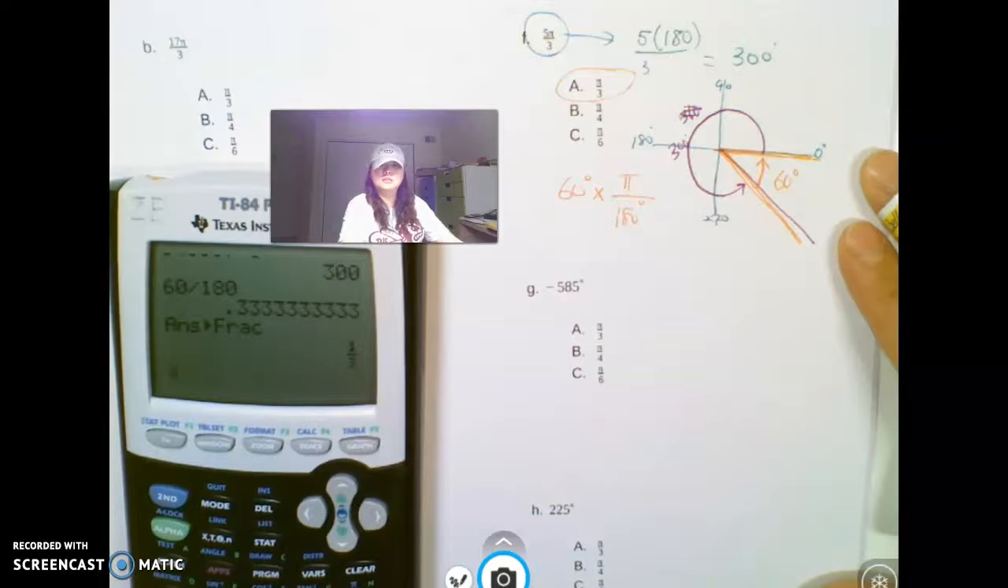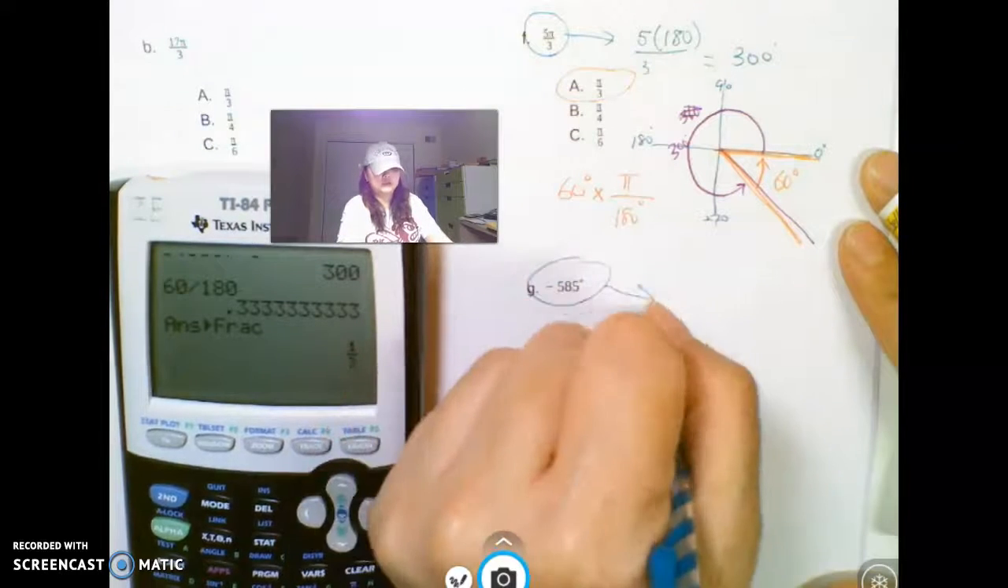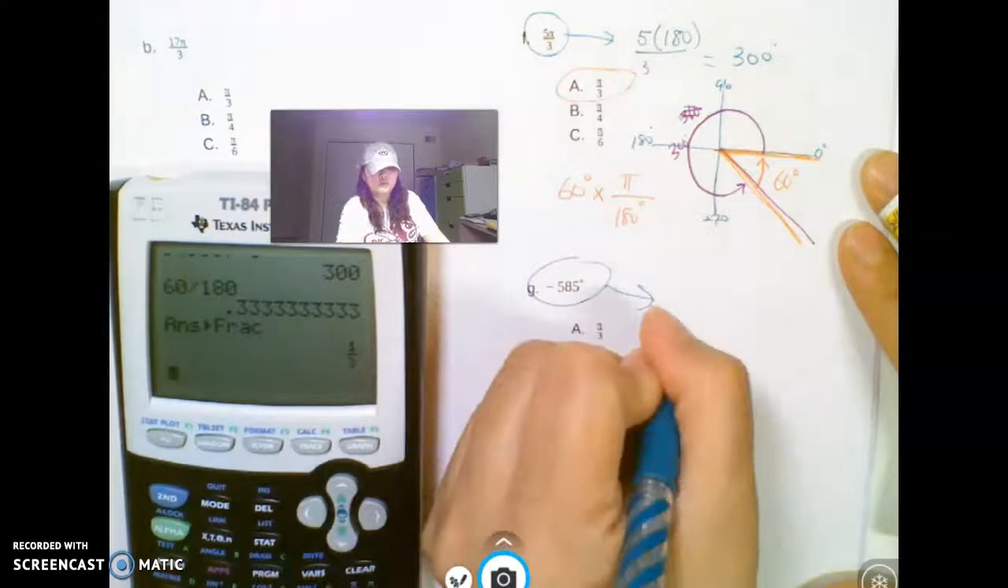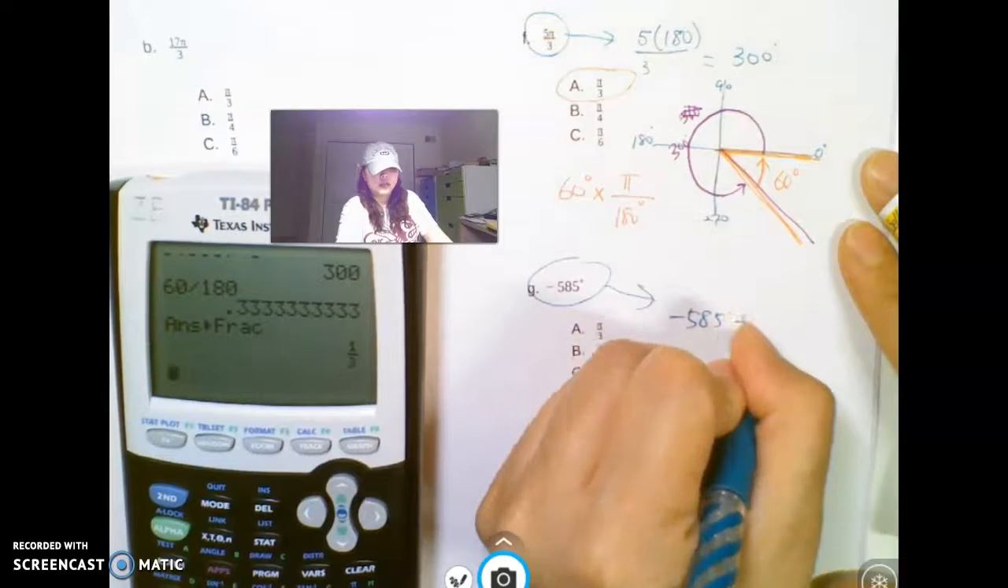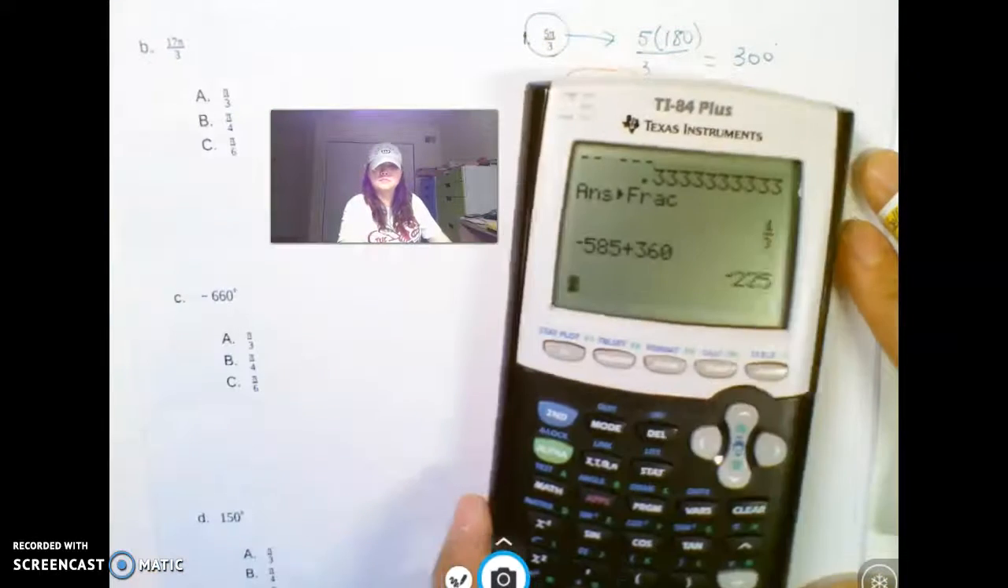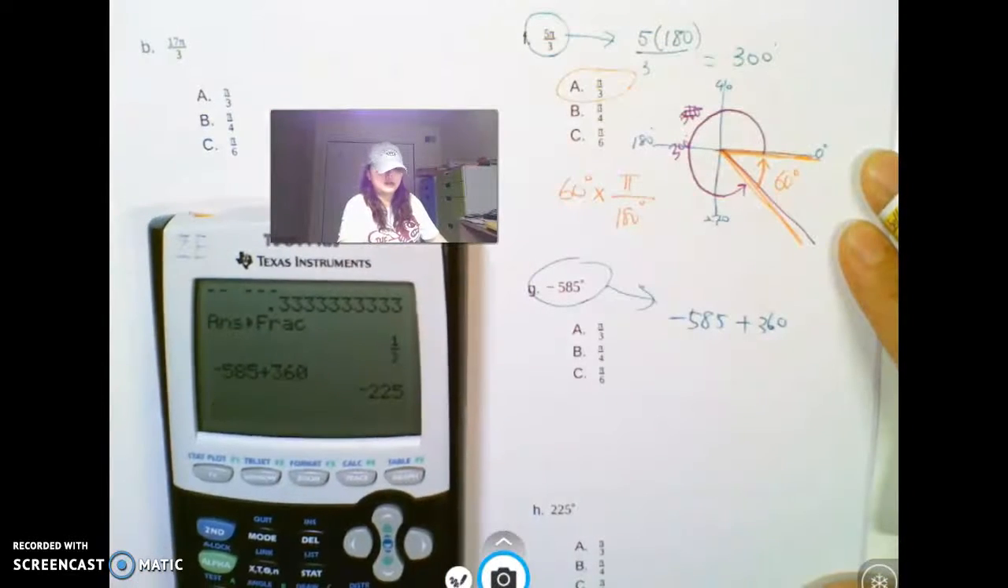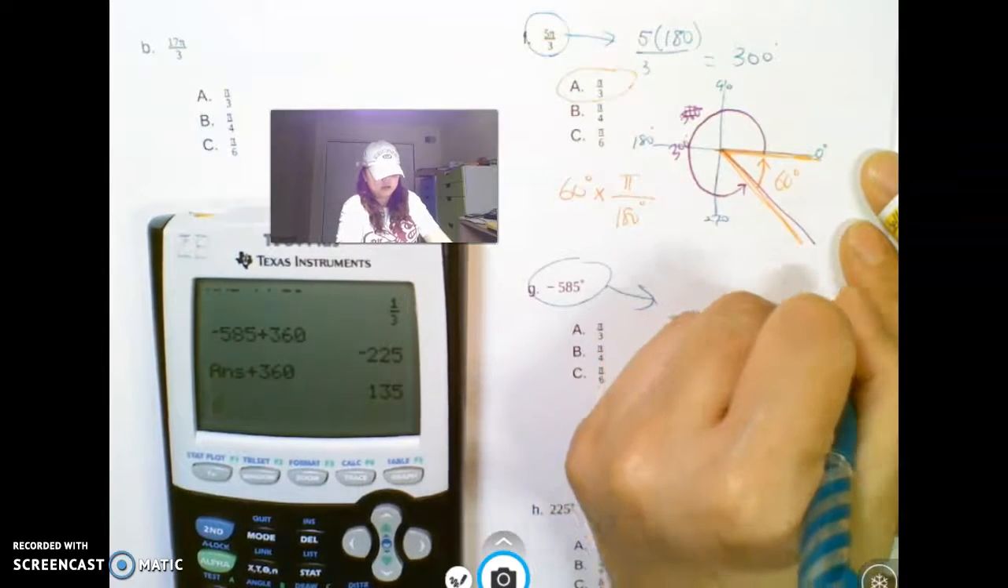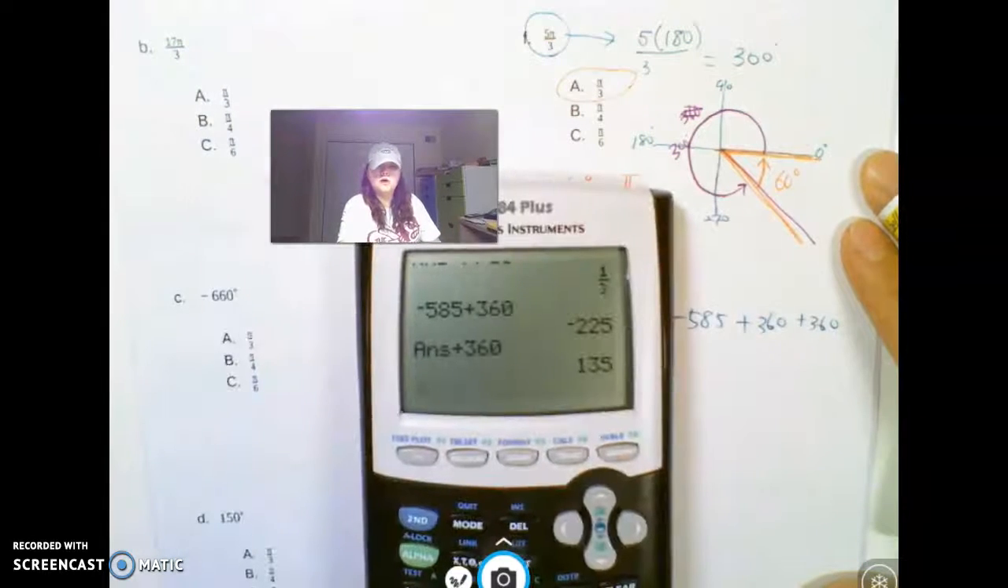G, negative. I don't know how to draw the negative, so how do we do it? We need to go around the circle, so we are going to add 360. Negative 585 plus 360 is still negative. We have to add another circle to it. Go round and round until we get the coterminal angle, 135.